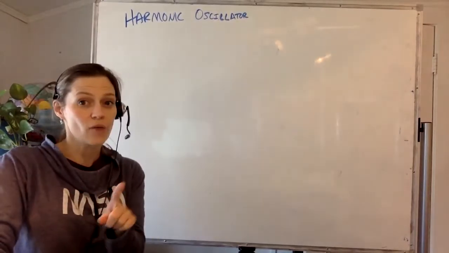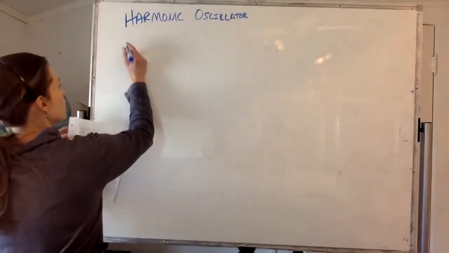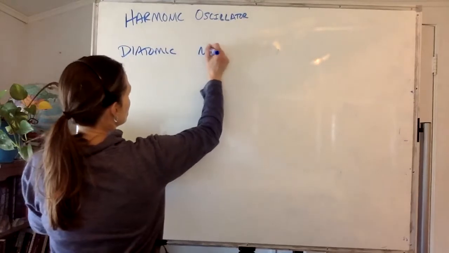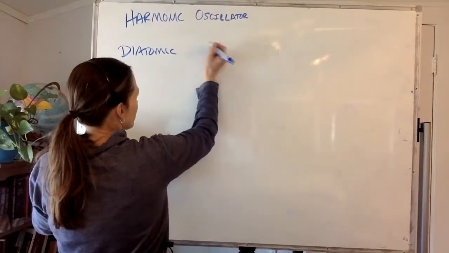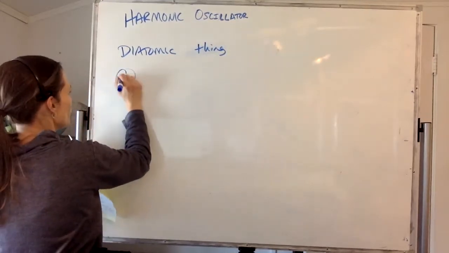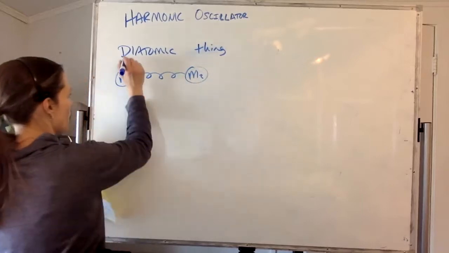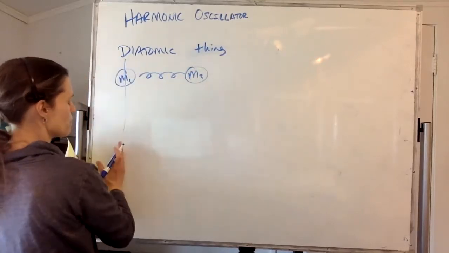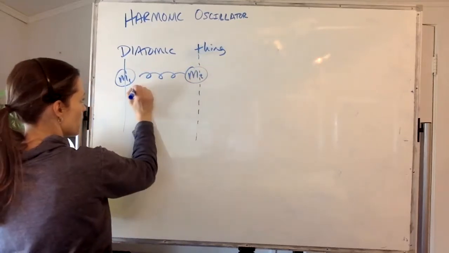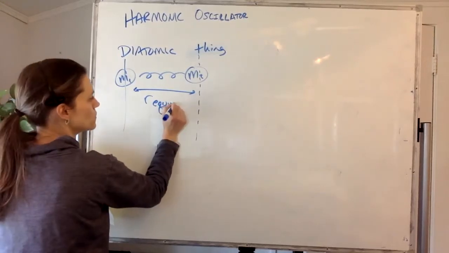But before we do that, I want to show you the classical result so you have something to compare. So if you start with a diatomic molecule, well, actually it's not a molecule, just a diatomic thing. So two masses on a spring. So M1 on a spring, M2. Here is the position of mass 1, and this distance right here is the equilibrium distance.